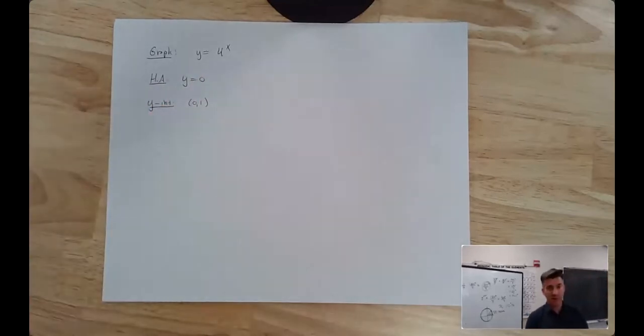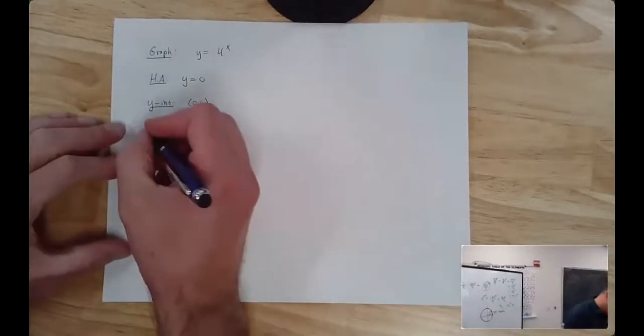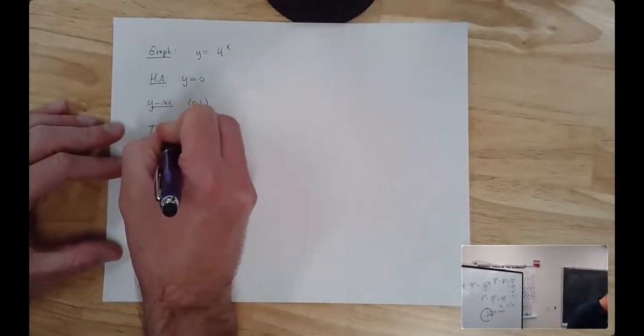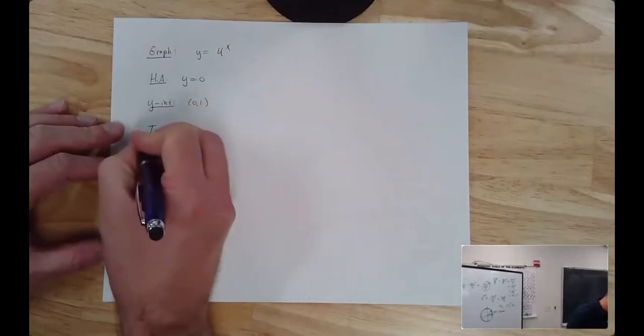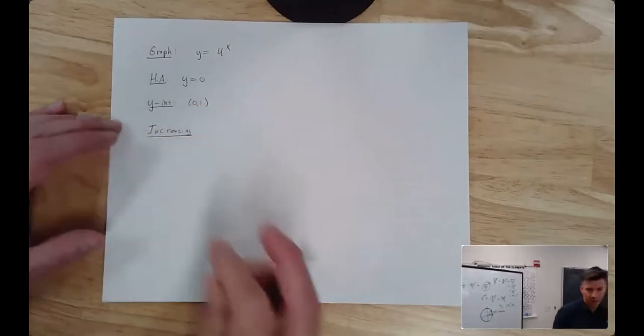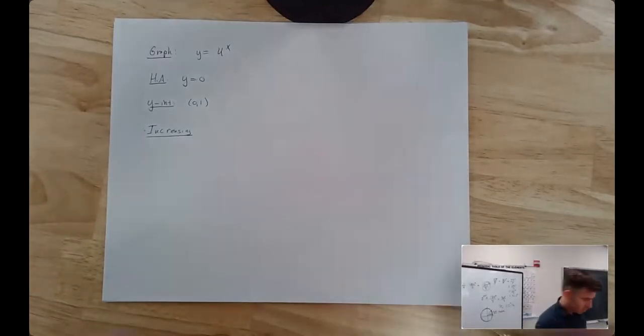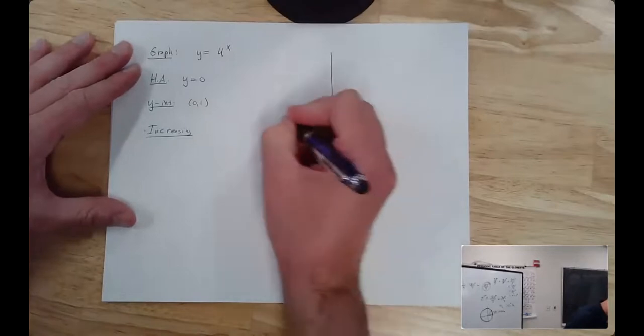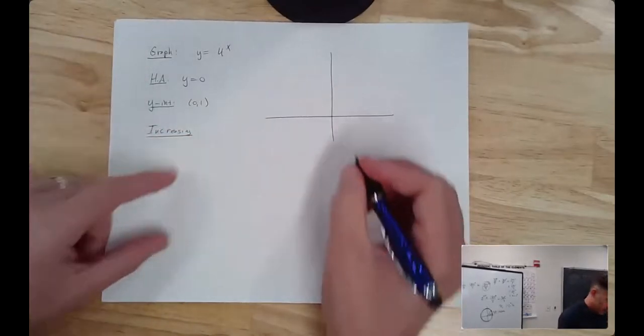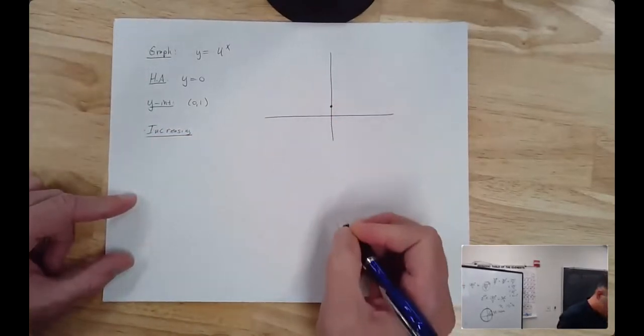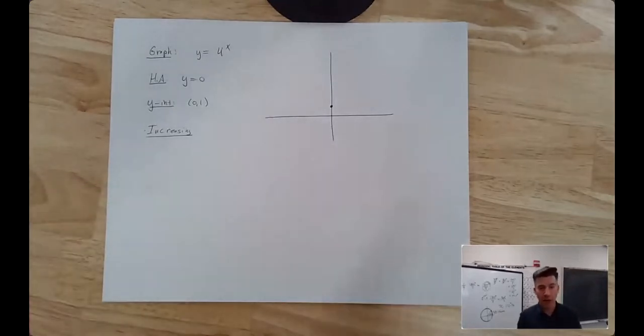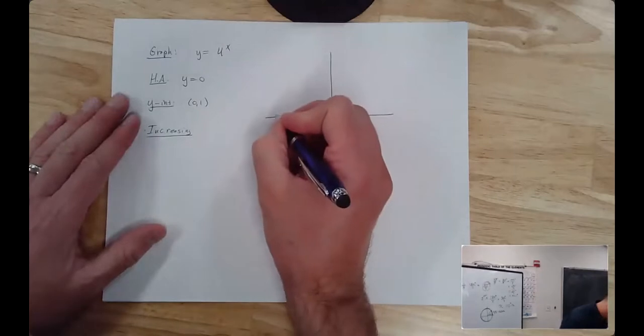So if I want to graph y equal to 4 to the x, I'm going to graph it by thinking about the horizontal asymptote, which is y equal to 0. I'm going to think about the y-intercept, which is 0, 1. And I'm just going to remind myself, since my base is larger than 1, it's increasing from left to right.